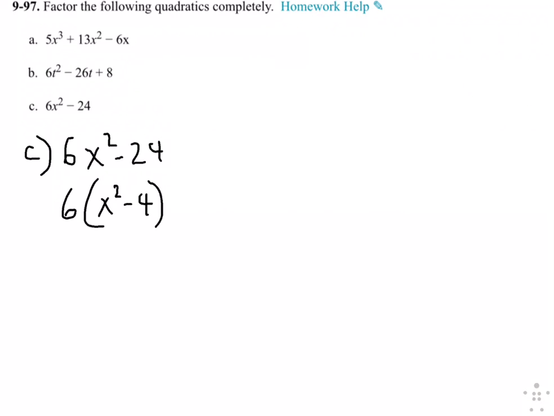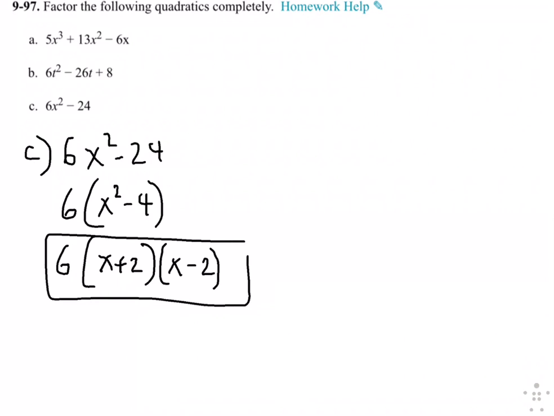Now, most people would fall into the trap here and say, okay, we're done, but we're not done. X squared minus 4 is a difference of squares, right, because it's x and 2, and they're being subtracted. So it's x plus 2 times x minus 2. And that's fully factored.